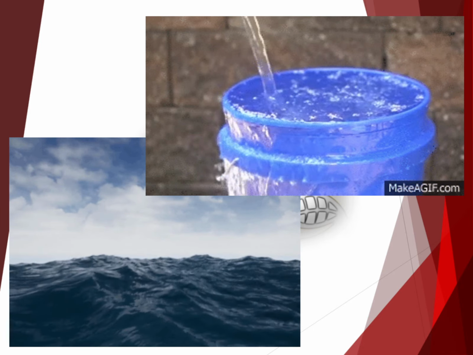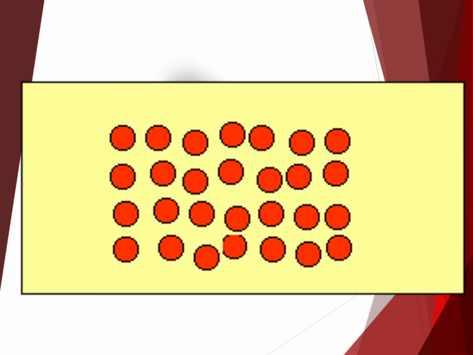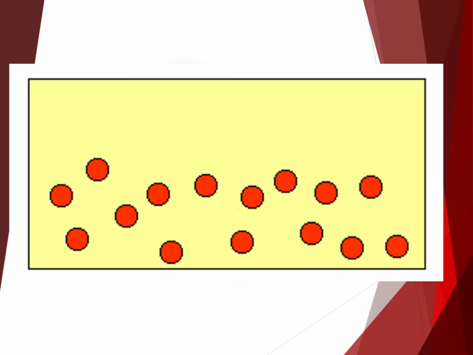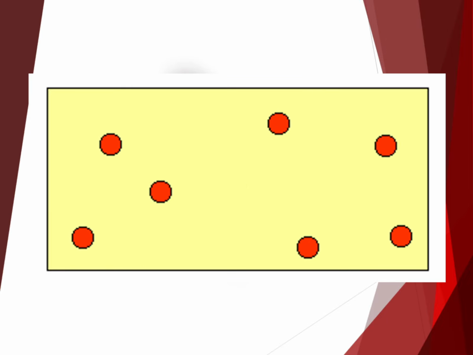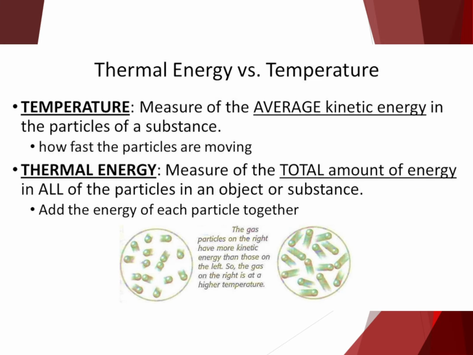Molecules of water in that bucket do have kinetic energy. This would be low if the water were frozen, which is represented on the screen here. It would be higher if it were liquid, which is represented again on the screen here, and still higher if it was vapor, as we can see on the screen here. But for the same mass of a substance, molecules of vapor have more thermal energy and higher temperature than those of a liquid. Molecules of a liquid have more thermal energy and a higher temperature than those of a solid.